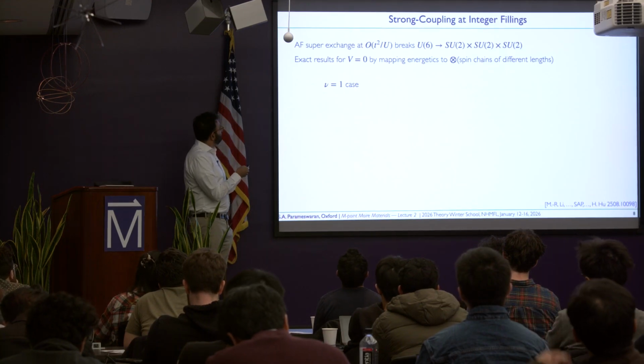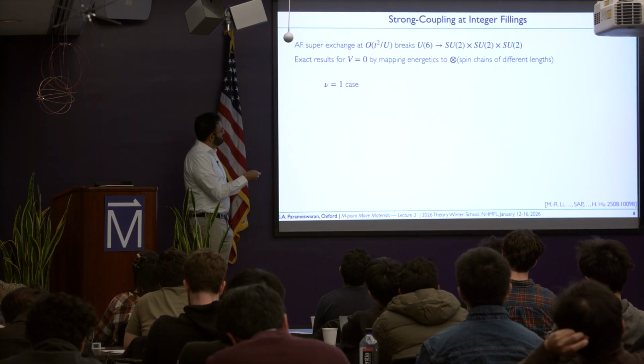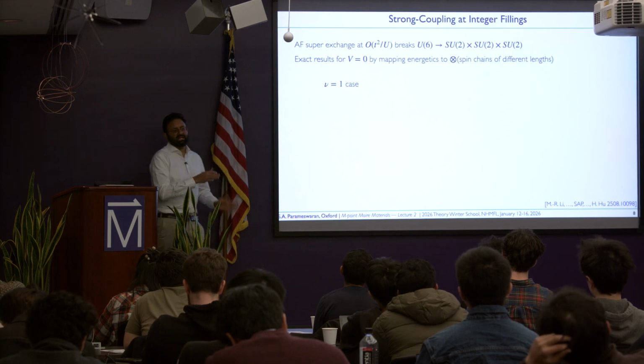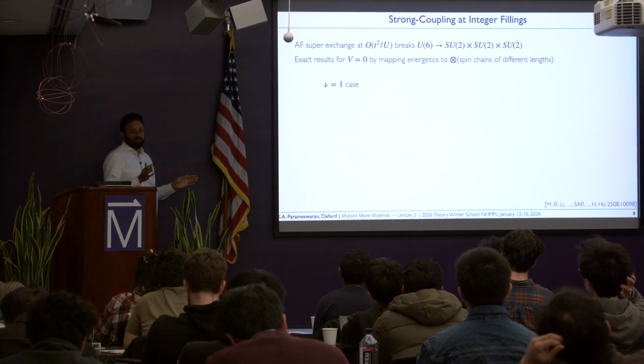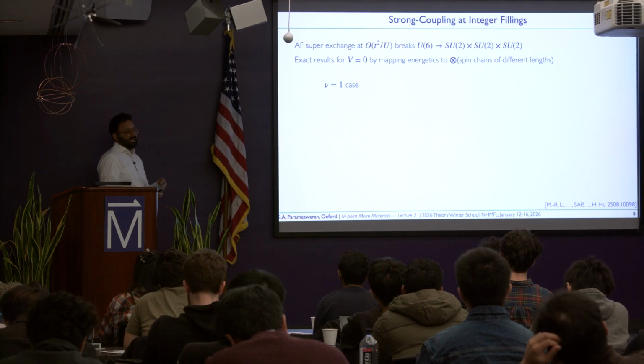At that limit, antiferromagnetic superexchange at order t squared over U will break U(6) down to SU(2) cross SU(2) cross SU(2). Because basically what that boils down to saying is I've frozen all charge fluctuations. I'm sitting on the site and I do perturbation theory. And in each color, I have an effective Heisenberg model, and that will have some anisotropic dispersion.